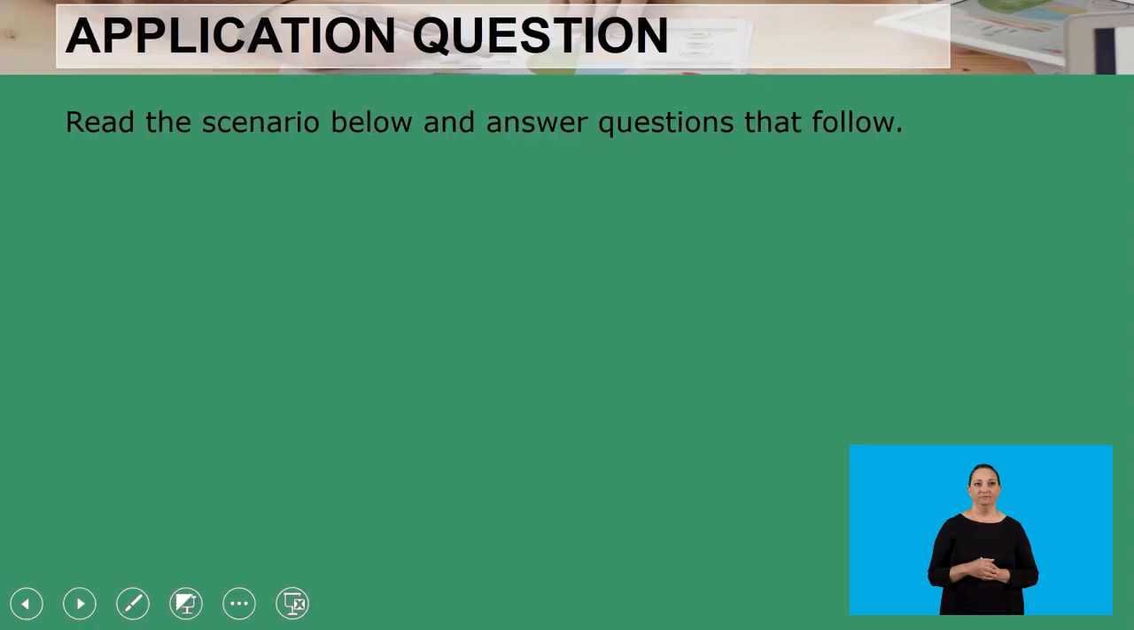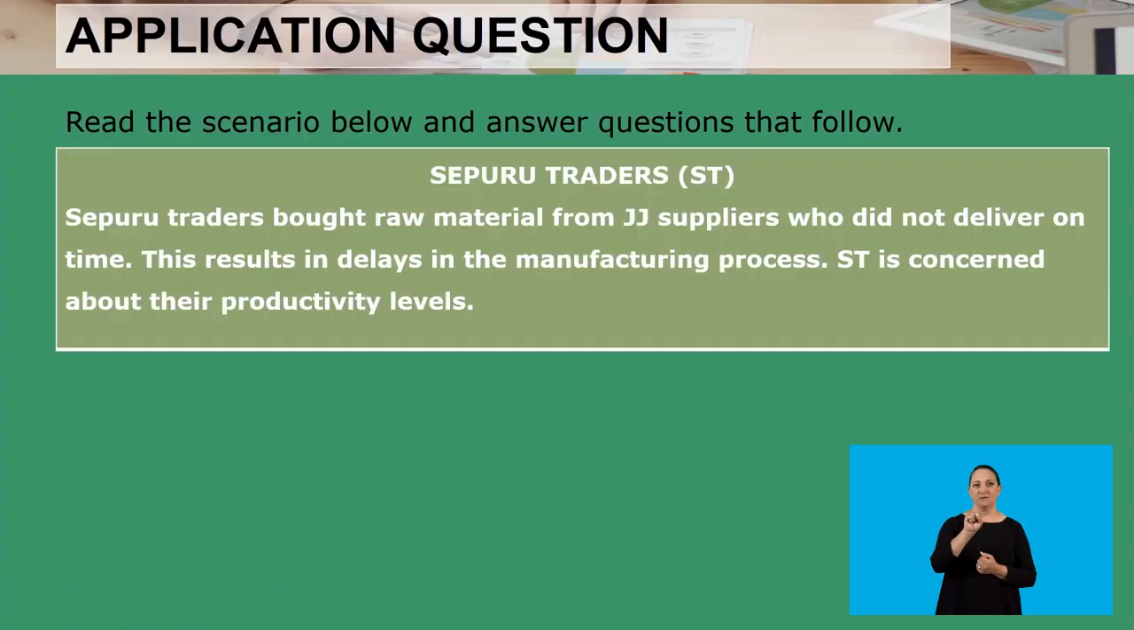Welcome back. Let us continue with another application question. Now, the first statement says to us, read the scenario below and answer questions that follow. So we are required to read and we have a scenario to use. This is our scenario. We have Sipuru Traders, ST.